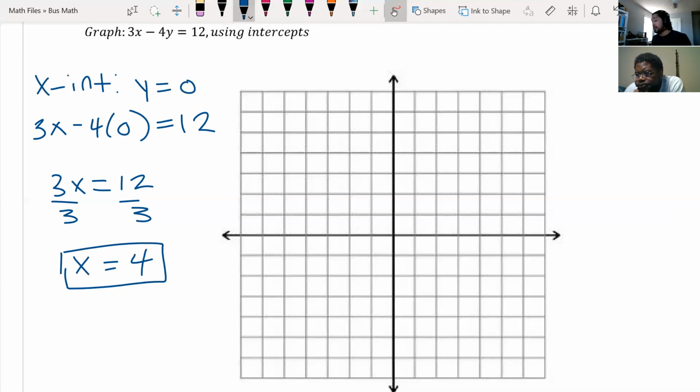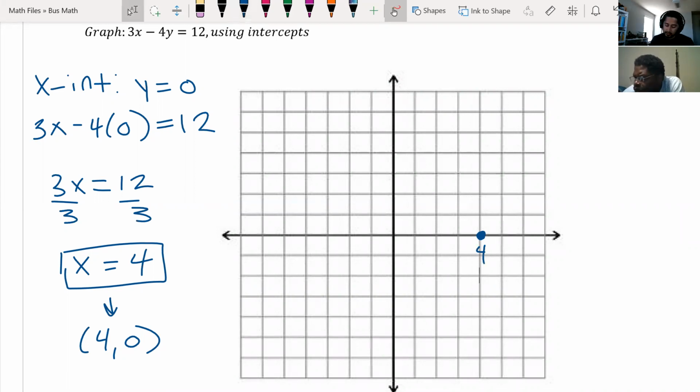And this is an x-intercept. This represents a point on the graph. Therefore, if I write this in coordinate form, we're going to get (4, 0). So now let's look at the graph. Let's plot (4, 0). So when x is 4 and y is 0, we are going to be right here on our graph. That gives us the x-intercept there.